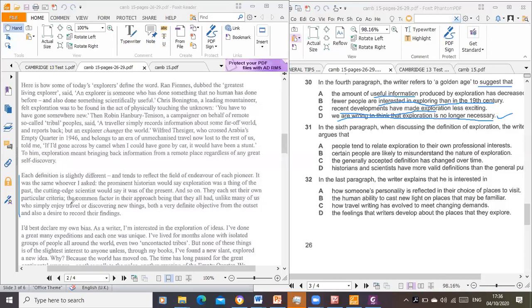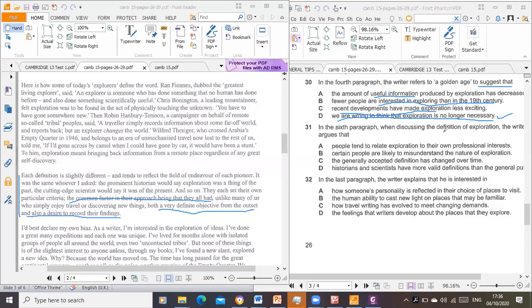The common factor approach being that they all had, unlike many of us who simply enjoy travel or discovering anything, both a very definite objective from the onset and also a desire to record their findings. So the 6th paragraph, when discussing the definition of exploration, the writer argues that people tend to relate exploration to their own professional interest. Oh, that's quite straightforward.